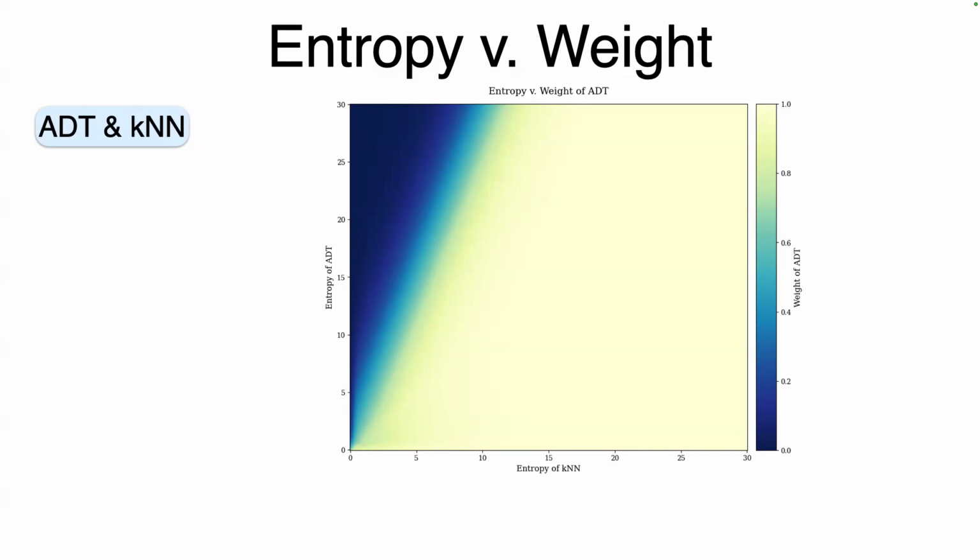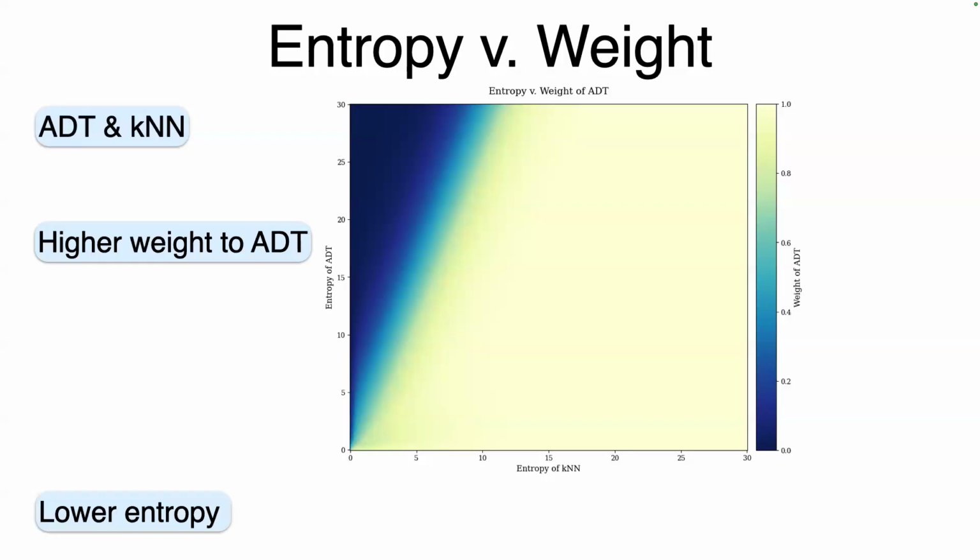And here we give it actually lower weight. And the same for KNN. If you look at KNN with high entropy, we give it lower weight, right? Because ADT gets higher weight and KNN gets lower weight. So we see two things. First of all, ADT gets in general higher weight, and that's because it's a better estimator by itself. And then we see that lower entropy implies higher weight, which is the opposite of what we thought.